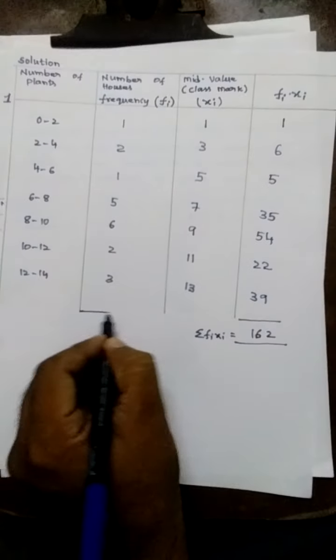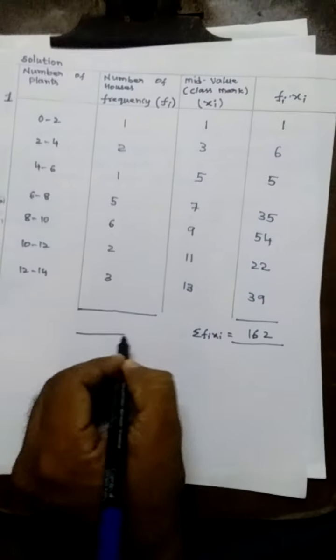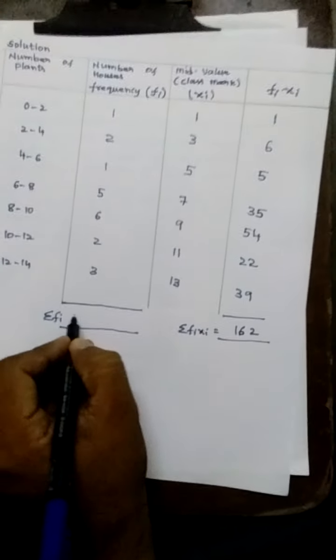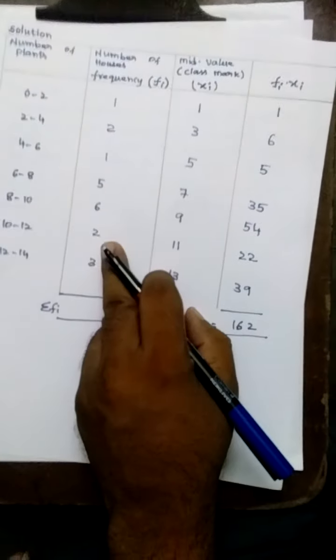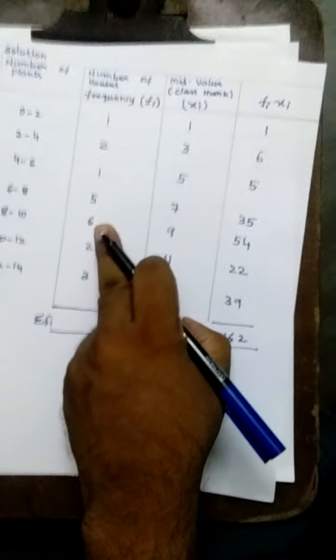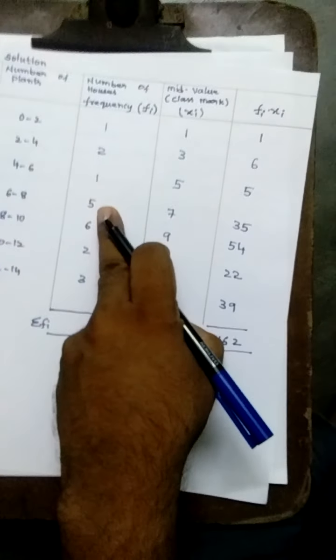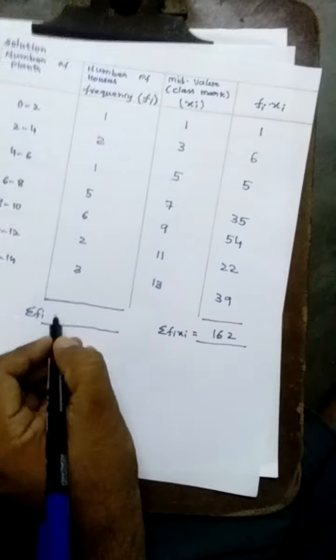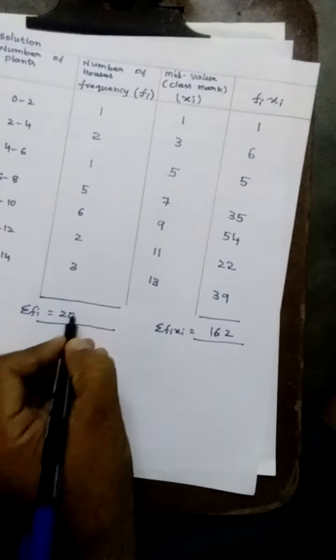Now we have to add all the frequencies. That is sigma fi. So 3 plus 2 is 5. 5 plus 6 is 11. 11 plus 5 is 16. 17, 19, 20. Sigma fi is 20.